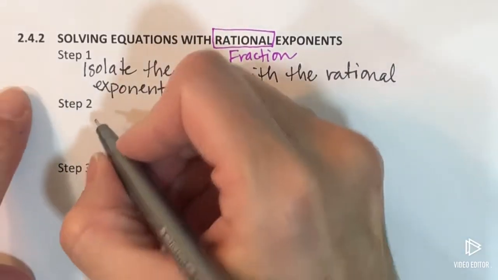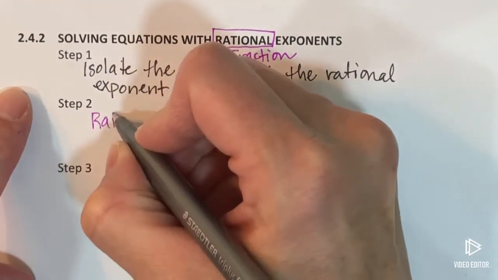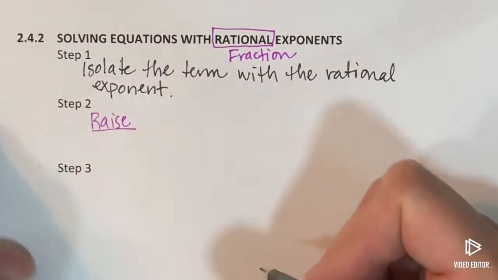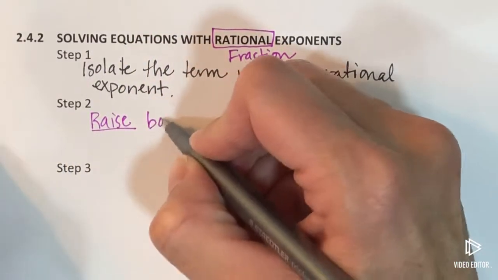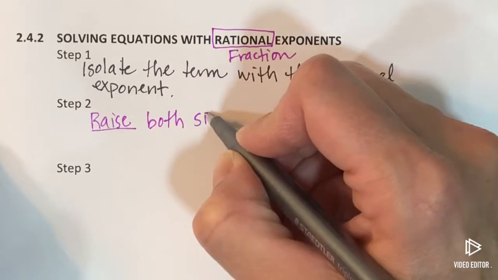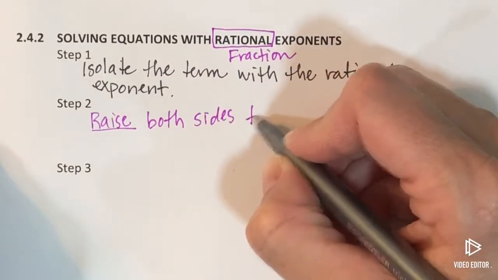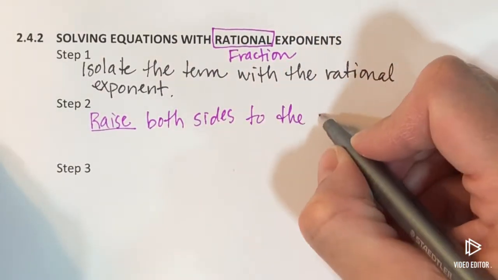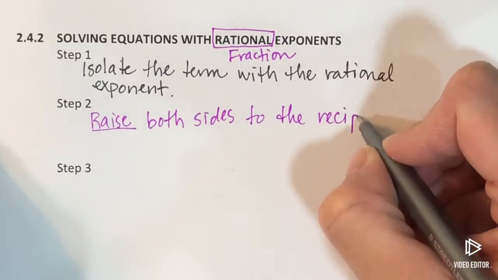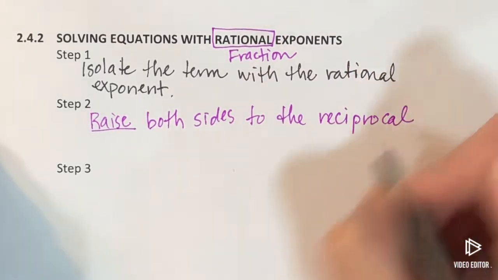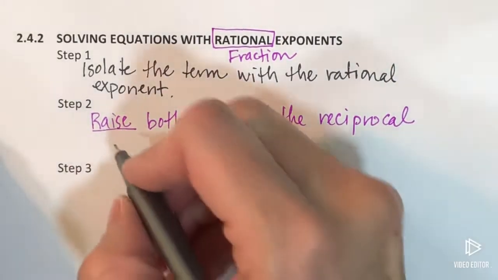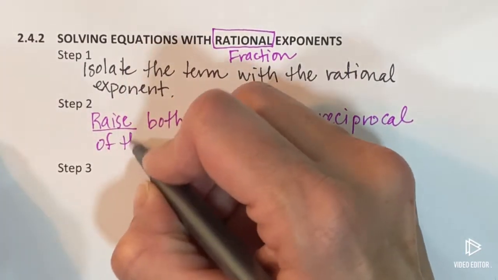Okay, after you do that, you're going to raise both sides to the reciprocal. That's important because we're going to raise it to a power. Reciprocal means just to flip the fraction of the exponent.